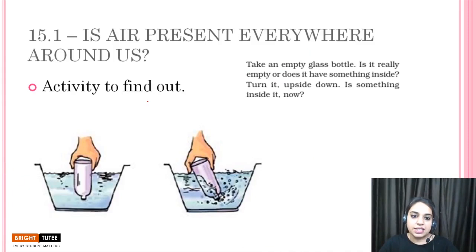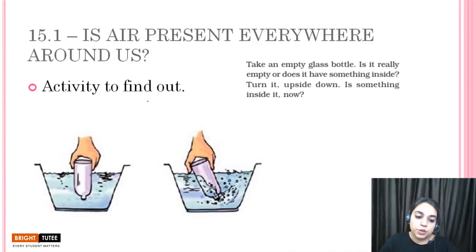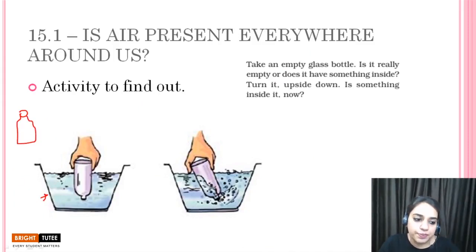So children, in this activity, what you are going to do is you will take an empty water bottle and a trough or any bucket full of water, and you will invert this bottle over this trough like this, as you can see in this image 1, right children.